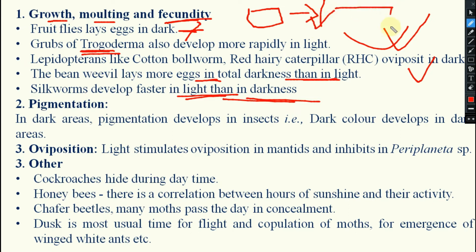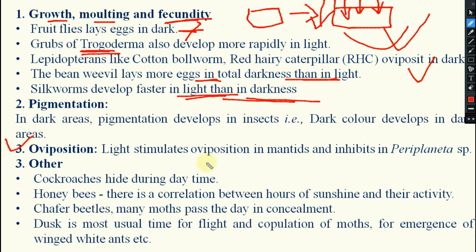Yes or no? So what does the insect need to do? They need to absorb more heat. So what should they develop? They should develop the black color or white color? Black color, so that they can absorb more heat. That's why in the darker areas, darker chitin will be there. Darker cuticle will be there.